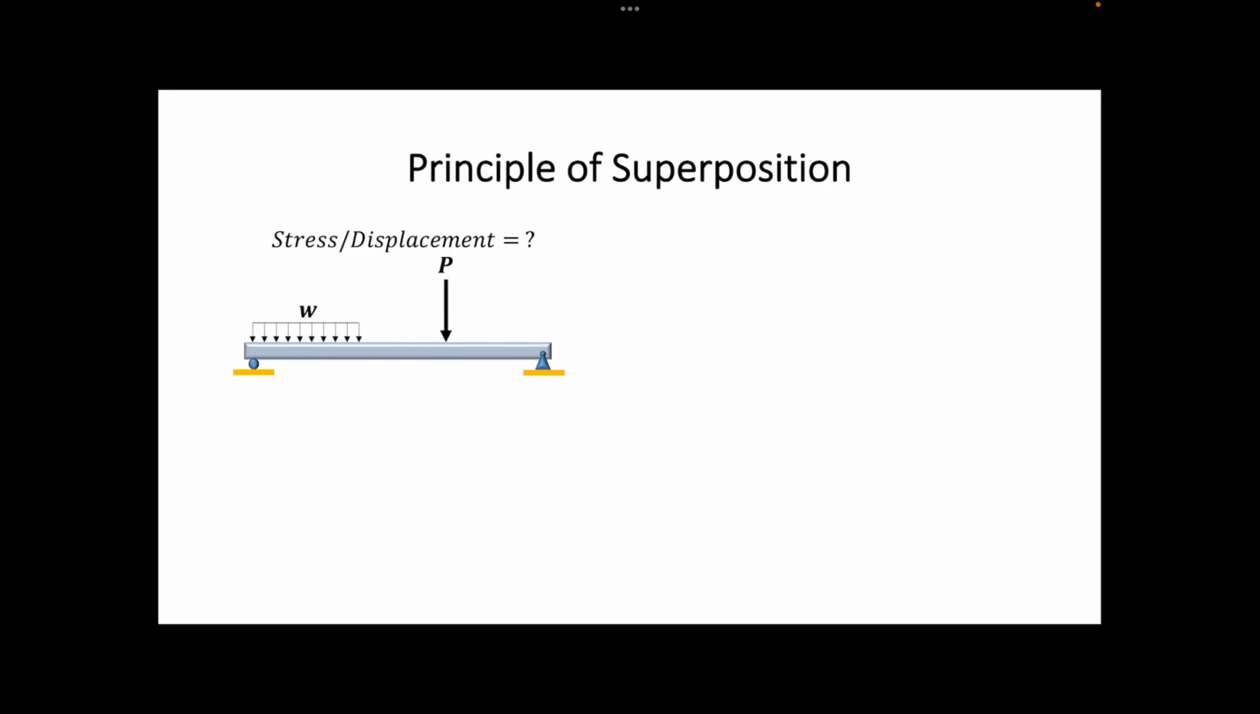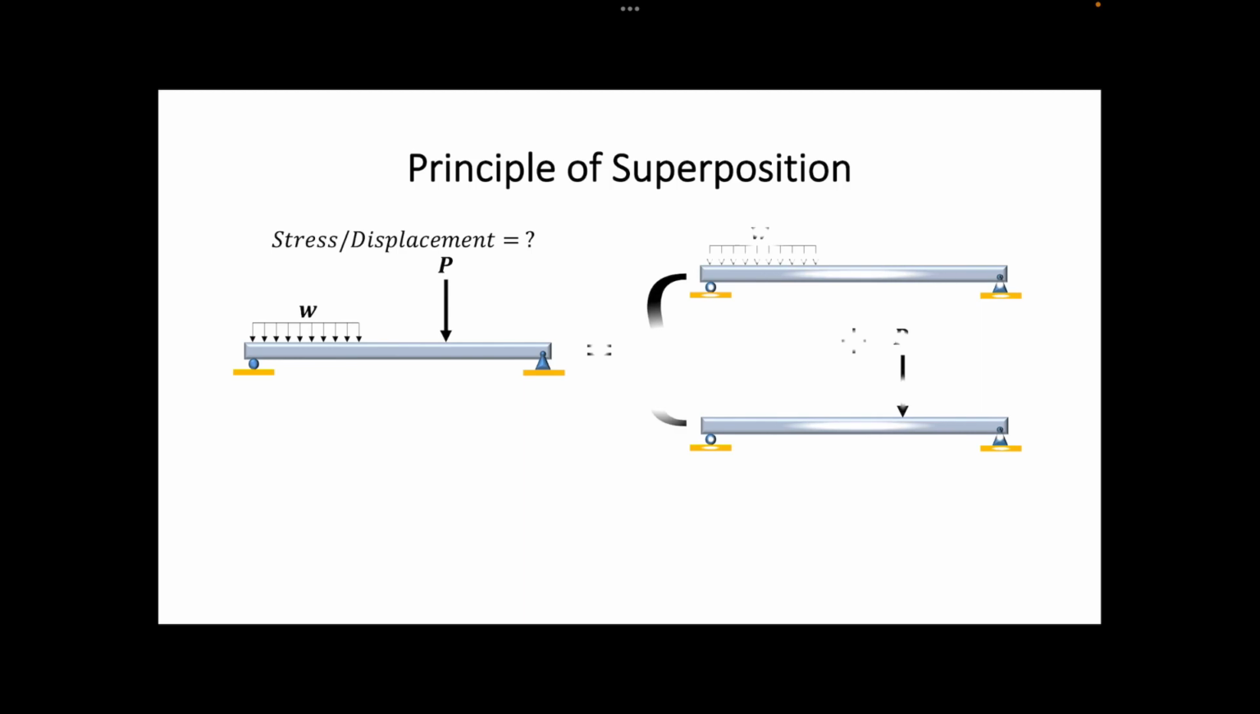To illustrate, suppose we have a beam subjected to two loads, one concentrated and one distributed load, as shown on the screen. Then to find the stress or displacement at any point in the beam, we can simply find the stress or displacement caused by each load separately, and then sum them up.